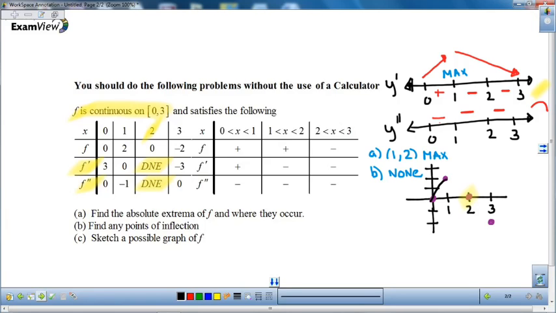So when I draw this, I'm going to draw kind of like a parabola. Notice I'm concave down and increasing. Then here I'm going to be decreasing and concave down. So I'm going to draw a sharp turn to make it seem like the derivative doesn't exist there. So this is a possible graph of what my graph might look like.